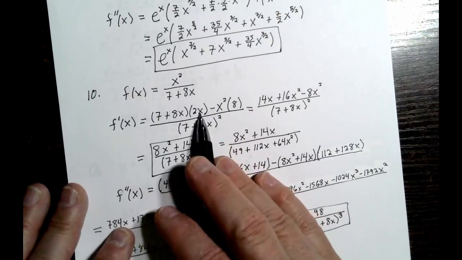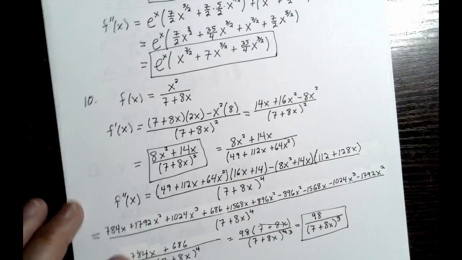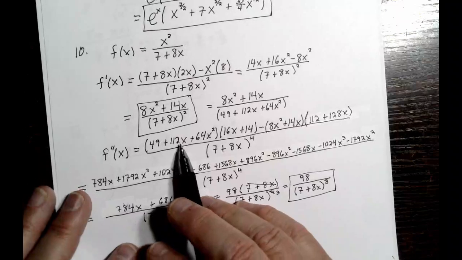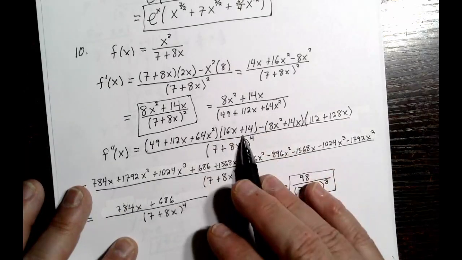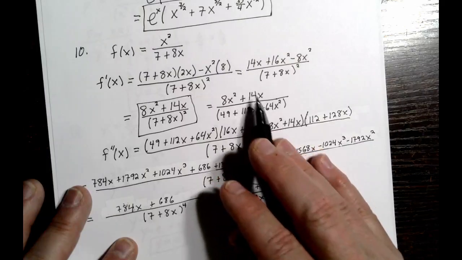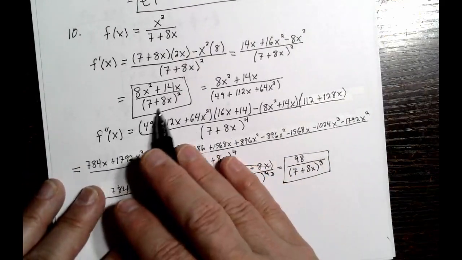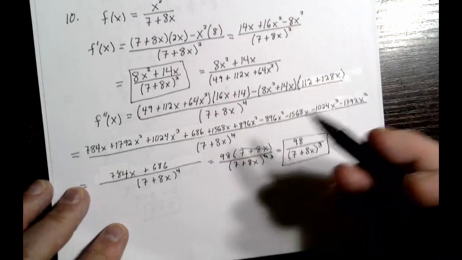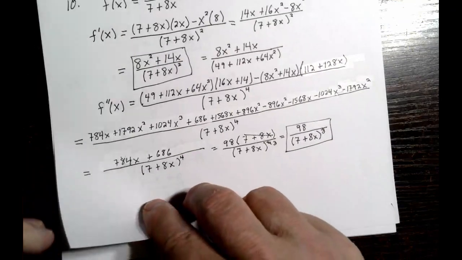Bottom derivative of the top minus the top derivative of the bottom over the bottom squared. And they do the quotient rule a second time for the second derivative. They take the bottom times derivative of the top minus the top times derivative of the bottom over the bottom squared. Remember the bottom was 7 plus 8x squared, so when you square that you get to the 4th. And a bunch of stuff cancels and you end up with this guy here.